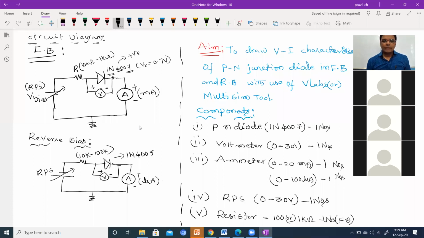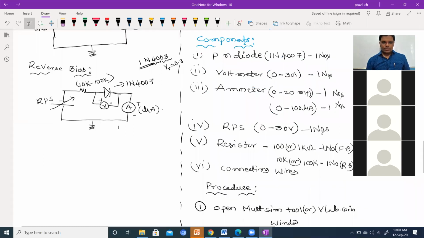Sometimes they will give the 1N4003. Single junction, 40 series, which can produce a V gamma of 0.3. For the diode with 0.7, which material are we using? And for 0.3, which material? V gamma 0.7 means silicon. V gamma 0.3 means germanium. Very good. Next, after we draw the circuit, the model waveform or model graph.